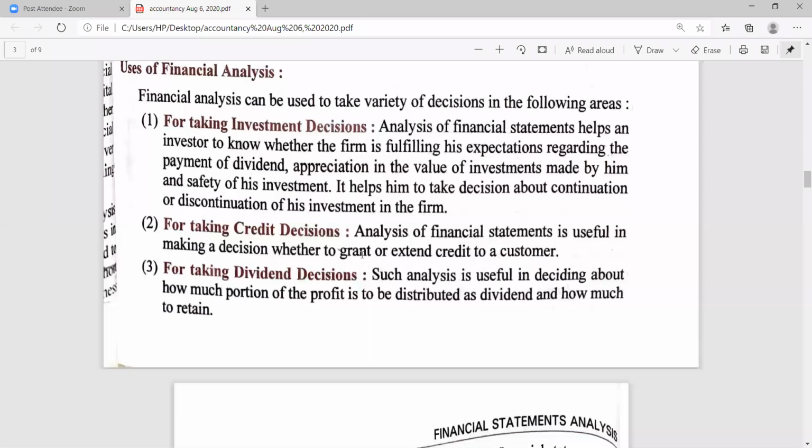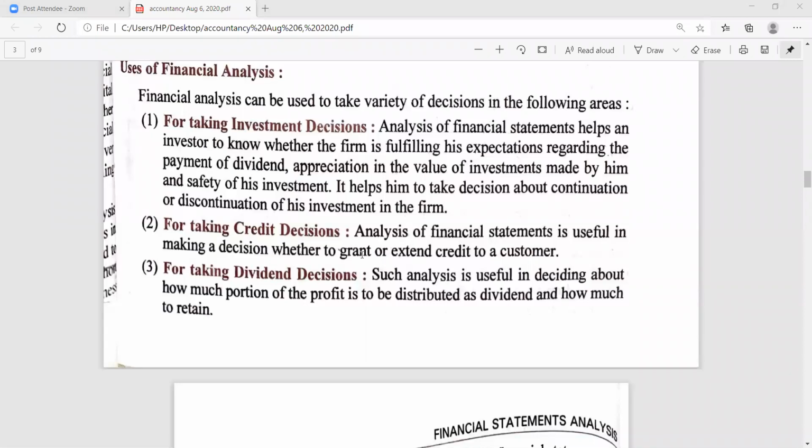So, uses of financial analysis. Whenever financial analysis is made, it is useful for taking investment decisions, credit decisions, and dividend decisions. Let's see in detail. Financial analysis can be used to take a variety of decisions in the following areas.